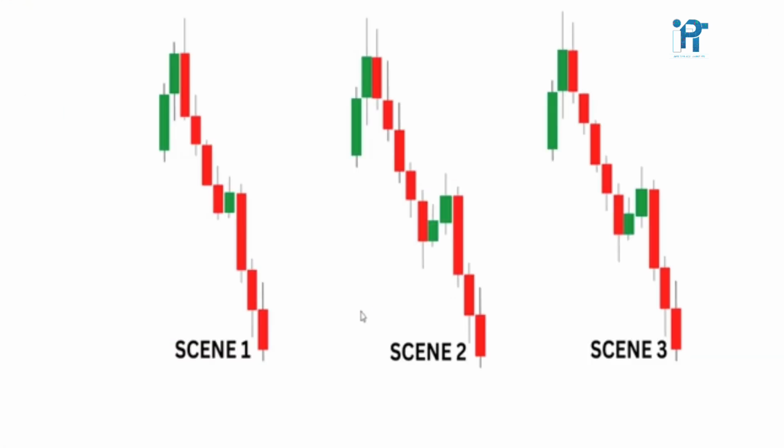Starting from this particular picture, I have these three scenarios just for us to understand how to spot the right order block. I have three pictures right here, scene 1, scene 2, and scene 3. All the scenarios here are in a downtrend, and I'm going to show us which of these are bad order blocks that we shouldn't be trading and which of these we should be looking for whenever we are trading with an order block.